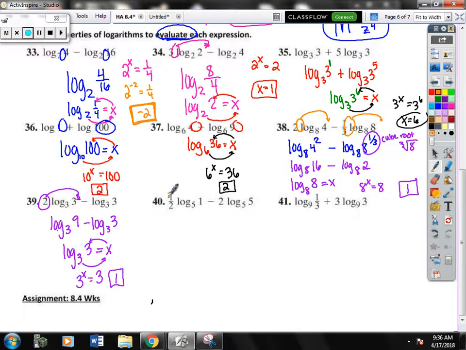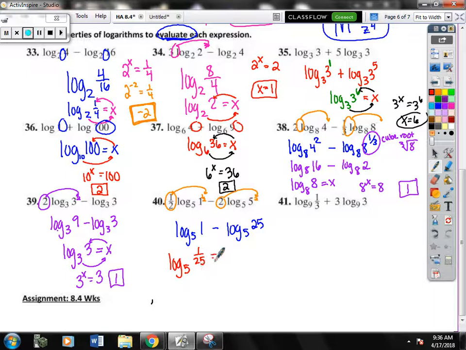2 more. Again, take our coefficients and move them back up to the exponents. Again, when you see a 1/2, remember that's the same thing as the square root. The square root of 1 is just 1. So this is log base 5 of 1 minus log base 5 of 5 squared, which is 25. And if we're subtracting, that means we can simplify this to be division. Log base 5 of 1/25 will be our simplified version.